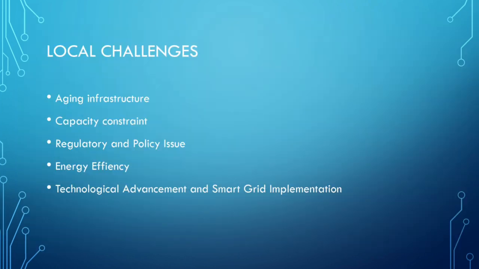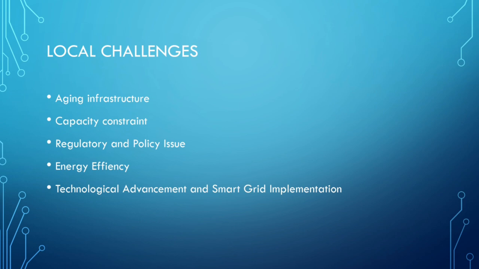Here are some specific challenges in the Malaysian electrical power system along with examples. Number 1, aging infrastructure. The challenge is that Malaysia's electrical grid infrastructure, some of which is outdated, requires significant investment in modernization to improve reliability and efficiency. For example, frequent power outages in rural areas highlight the need for upgraded infrastructure.